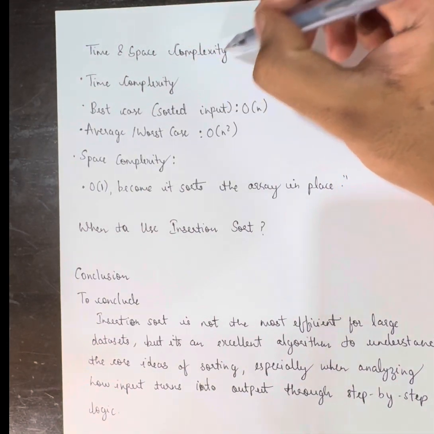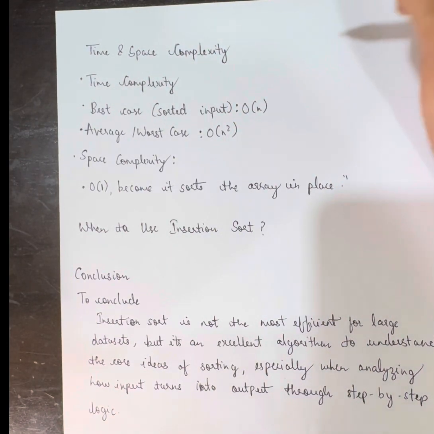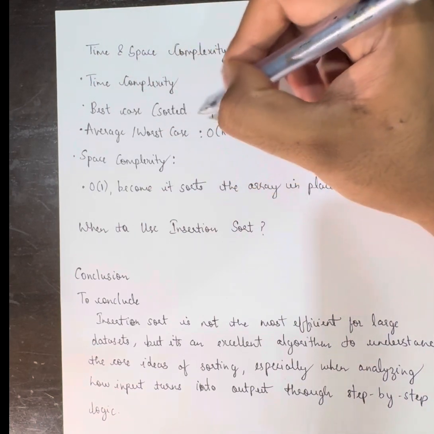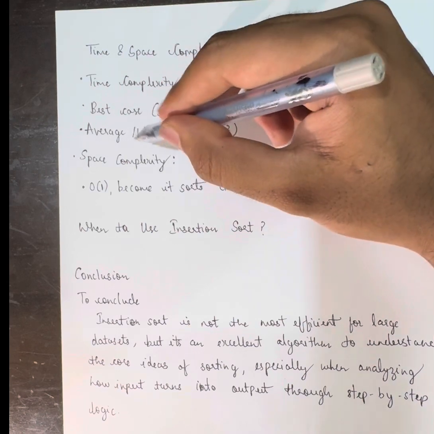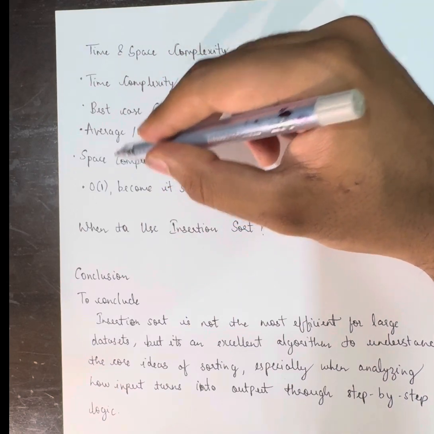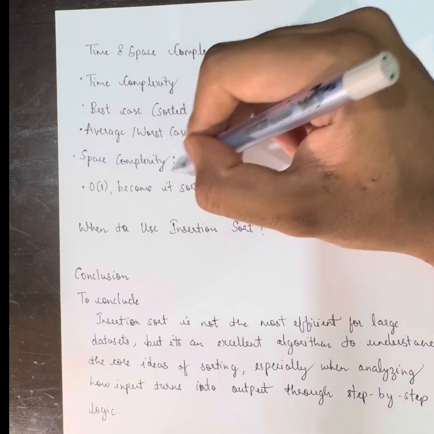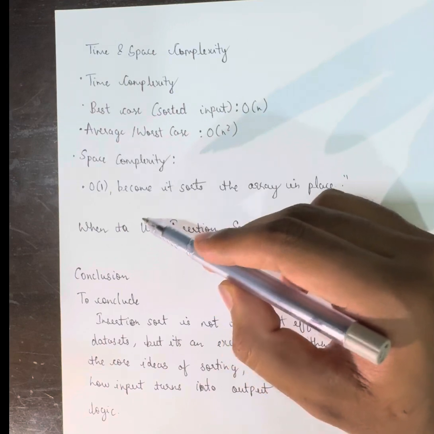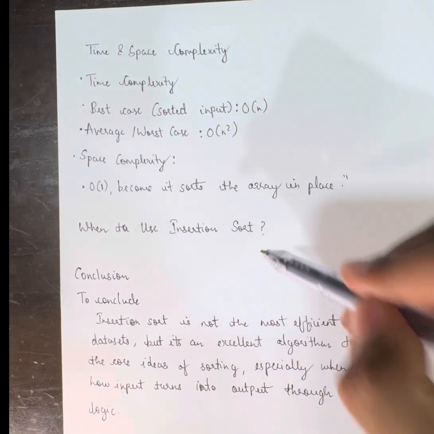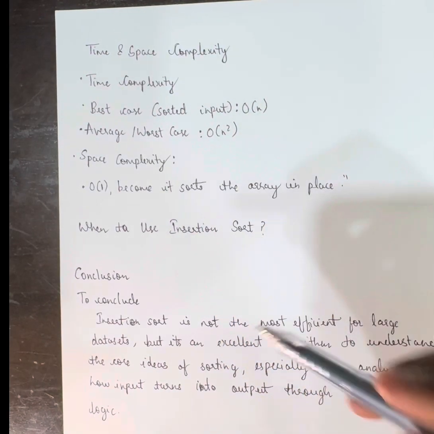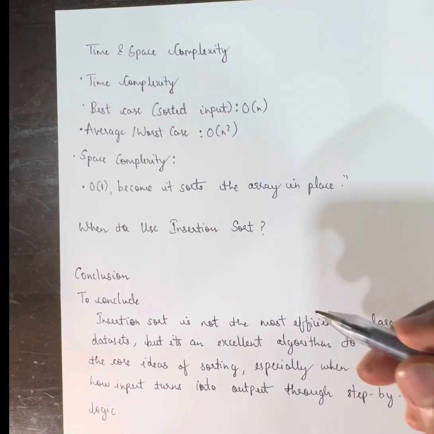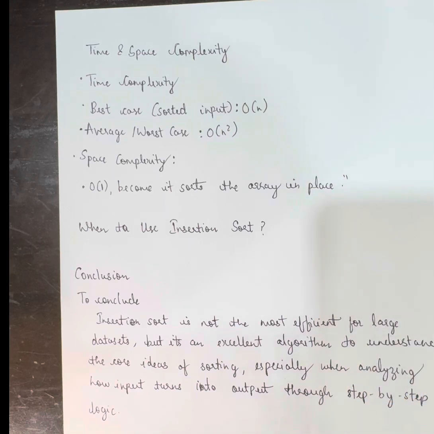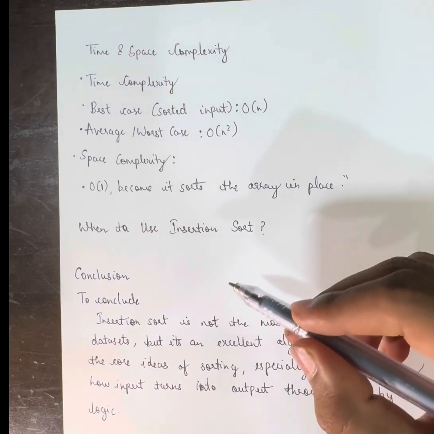Time and space complexity of insertion sort: best case, sorted input, O(n); average case and worst case, O(n^2); space complexity O(1), because it sorts the array in place. When to use insertion sort? Insertion sort is ideal for small data sets and nearly sorted arrays, and when stability is important, as equal elements maintain order.